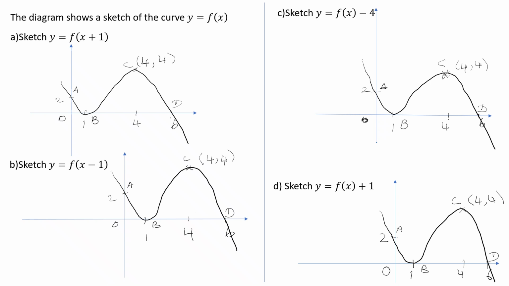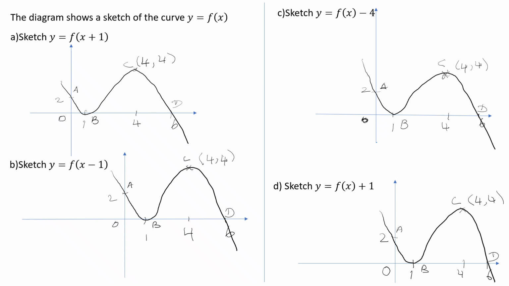So the y equals f(x) graph is given in the diagram. So we need to draw y equals f(x plus 1). So the constant is inside the bracket, so the x coordinates are going to change. The y coordinate is not changed. So let's check where the points A, B, C, D are going to be changed.